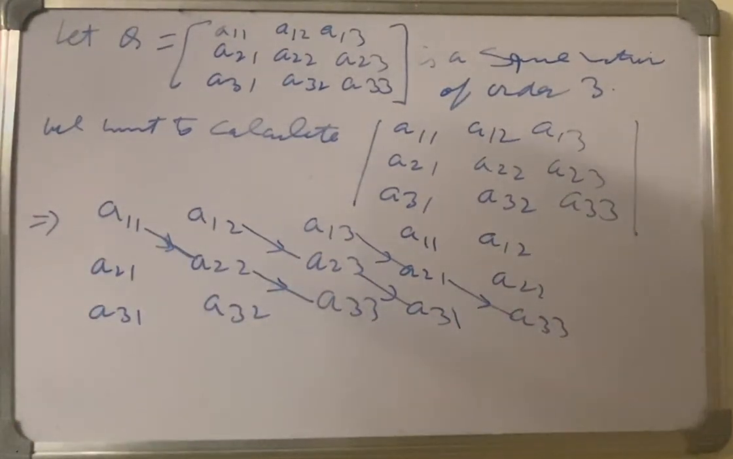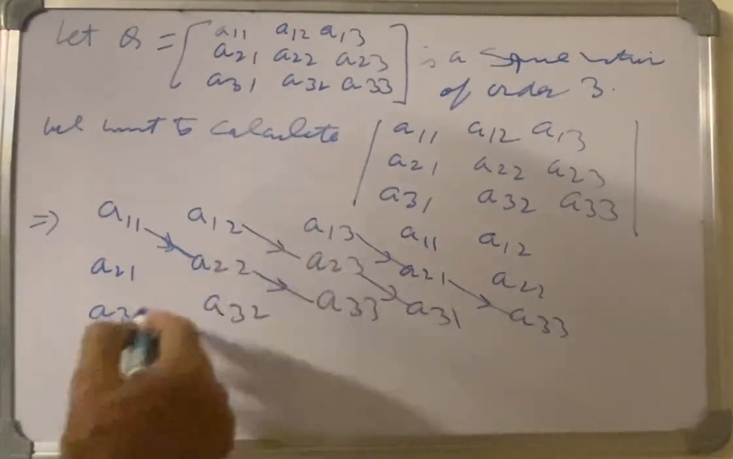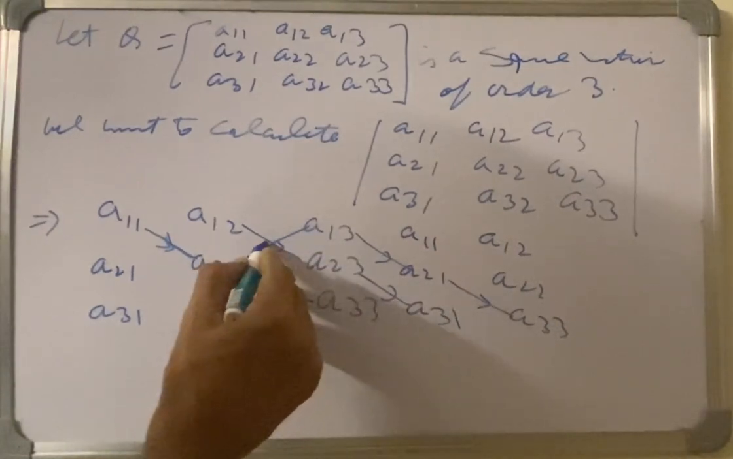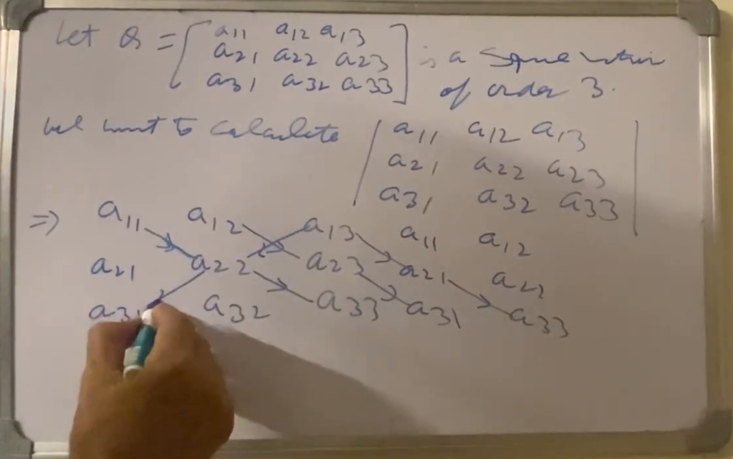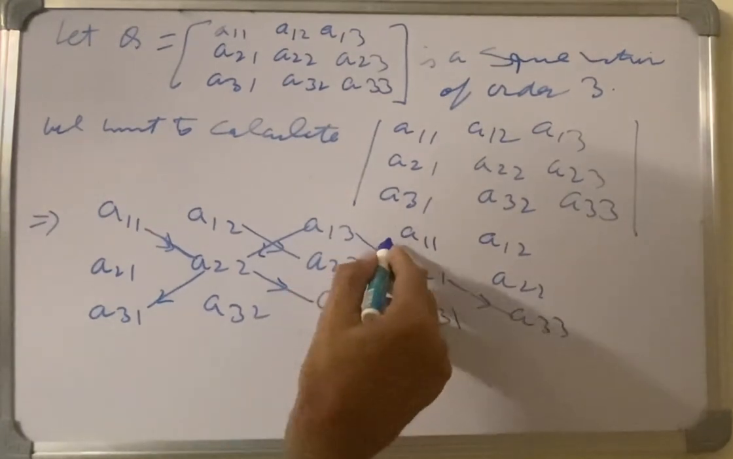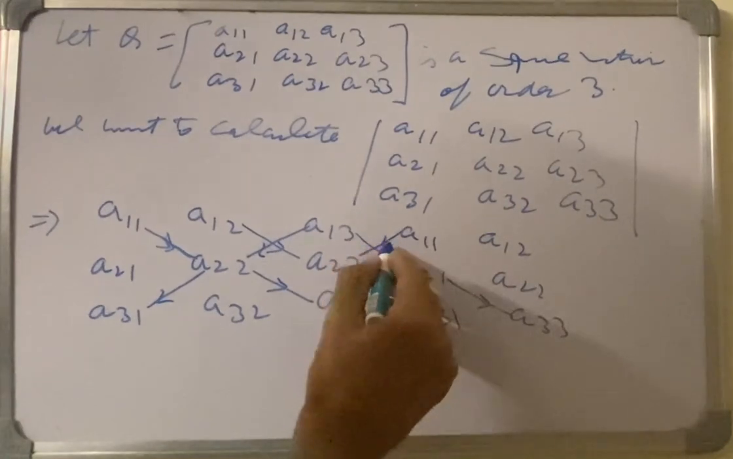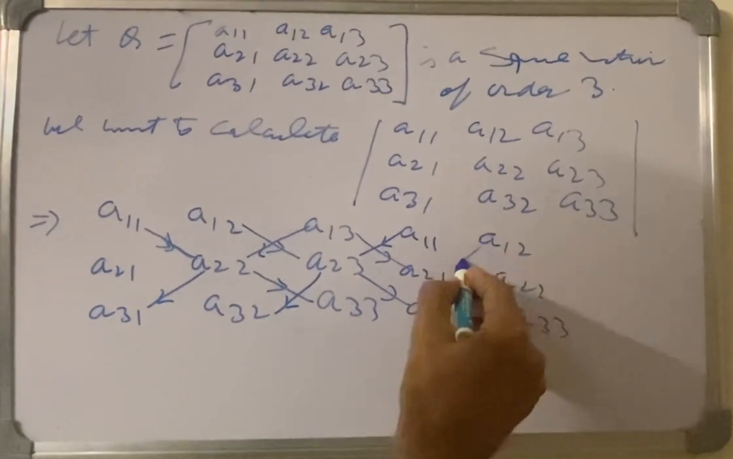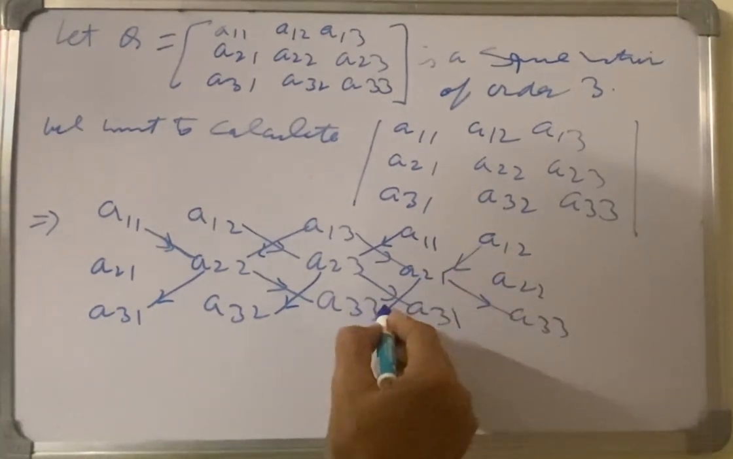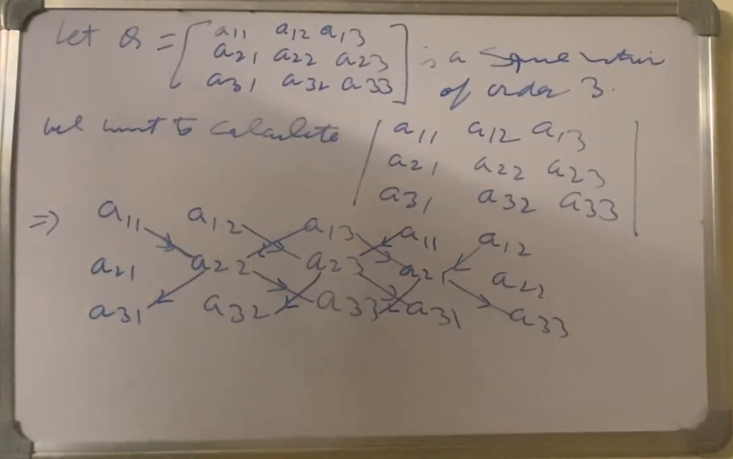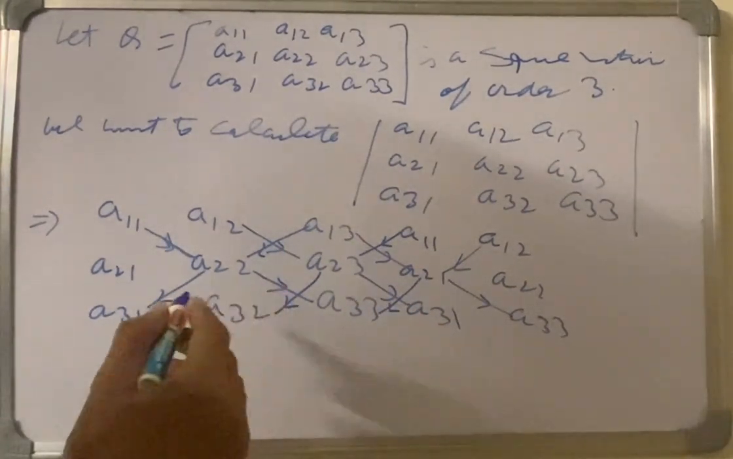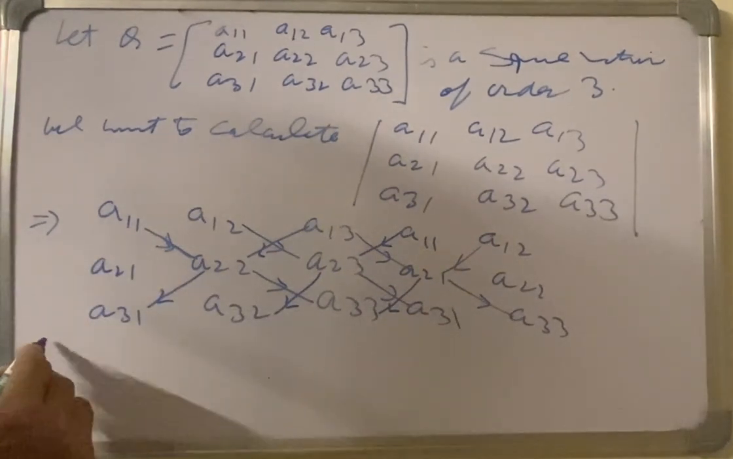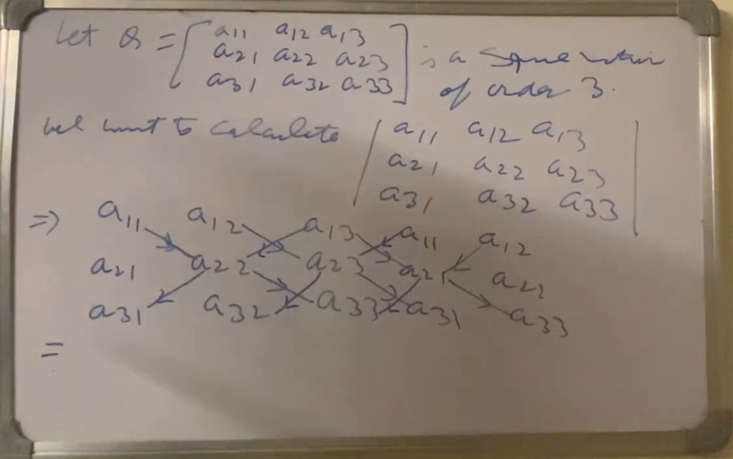Then we take lines perpendicular to diagonal. Perpendicular to diagonals are this. Another is this one. Then next is this one. So these are lines perpendicular to diagonal. Now this will give you sum of products of elements of broken lines parallel to diagonals.